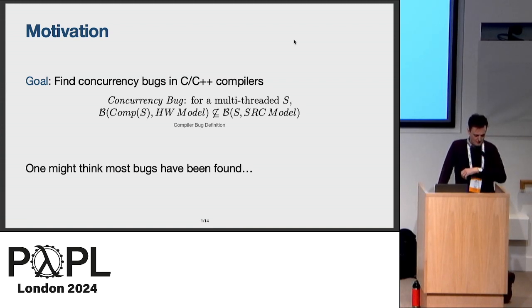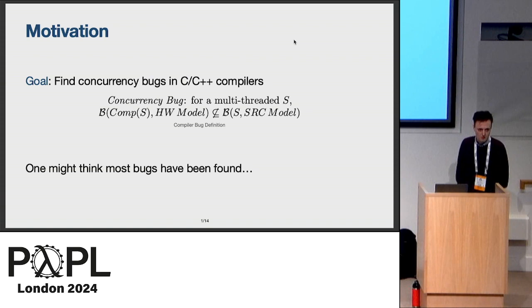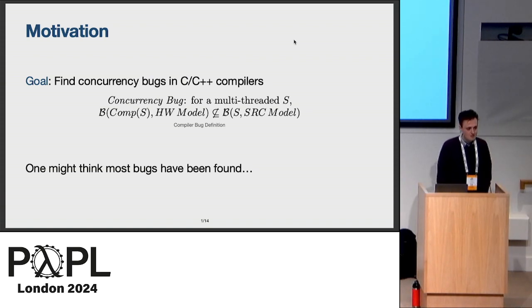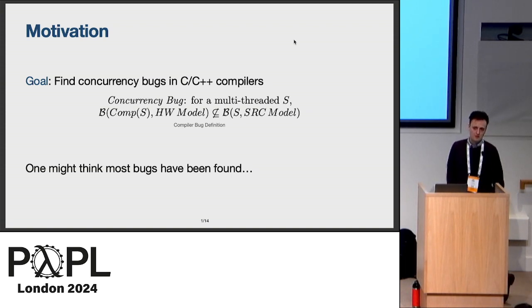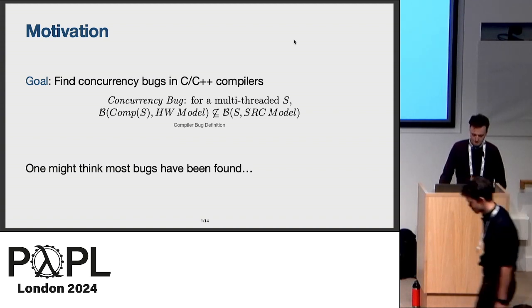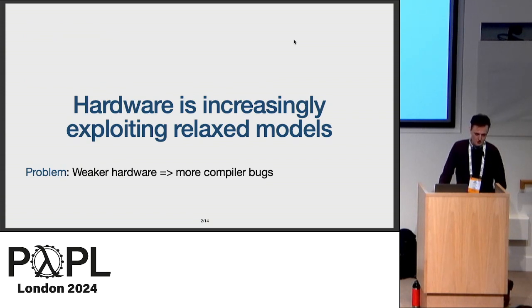Now, it's been a decade since the C and C++ models were introduced, so you might reasonably expect that most of the bugs have been found, or at least most of the testing's been done. There's been a lot of eyes on this, both in academia and in industry, so that's a reasonable assumption. However, I'm here to say that actually that might not be the case.